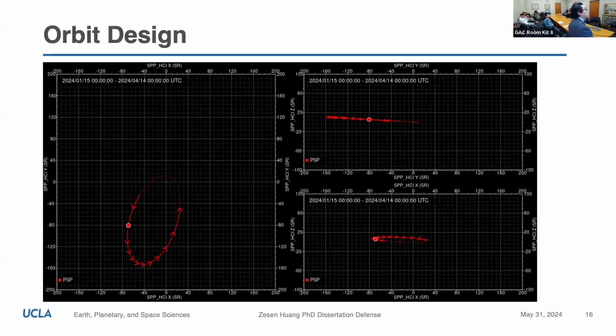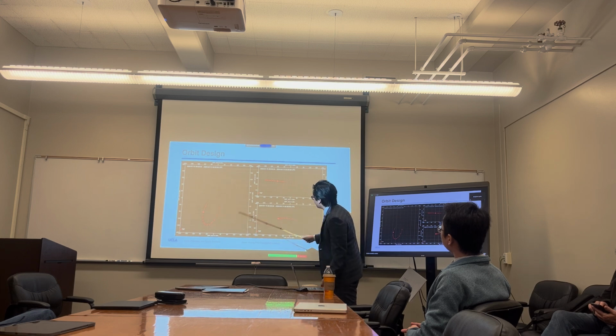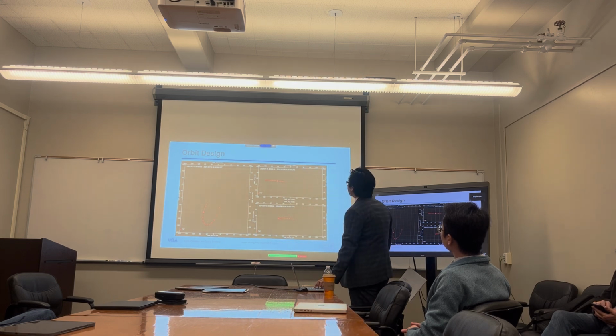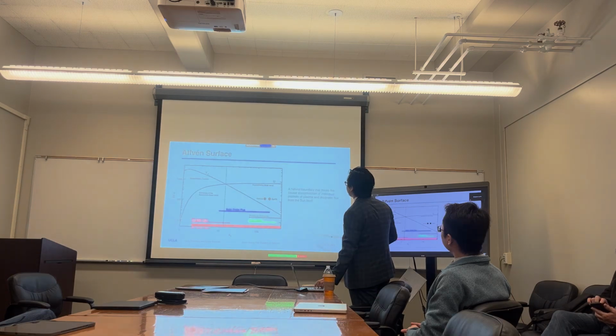And this is the orbit of Solar Probe in 3D. You see, it's pretty much in the ecliptic plane for the same orbit, so it's not moving that much in latitude. That's very important. I will discuss that later.